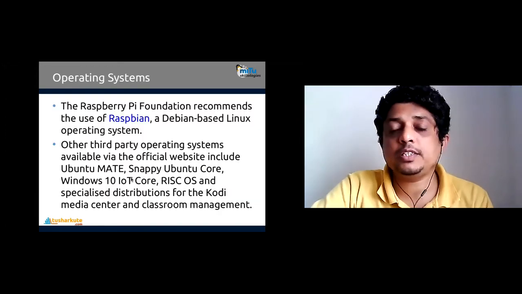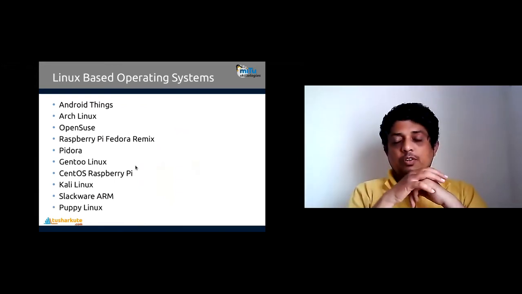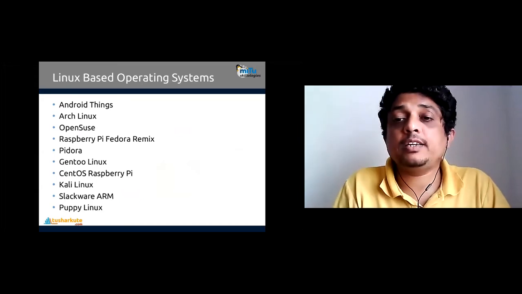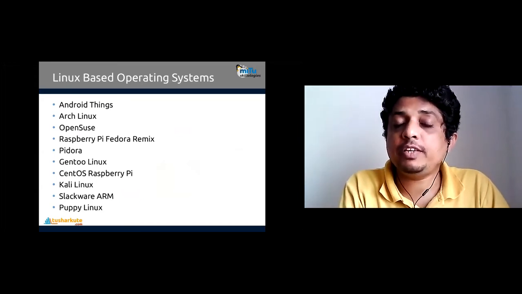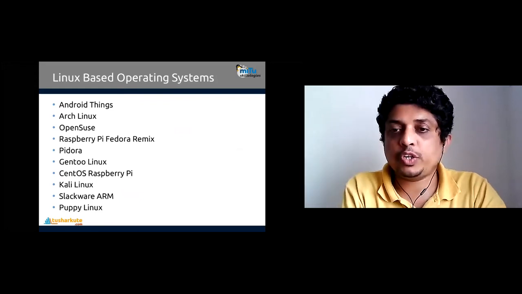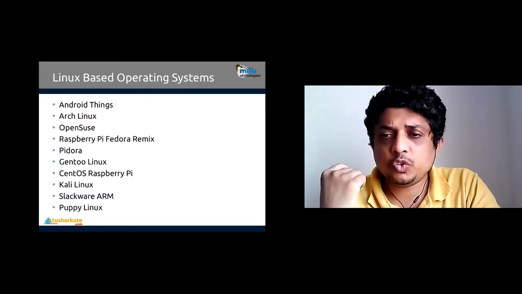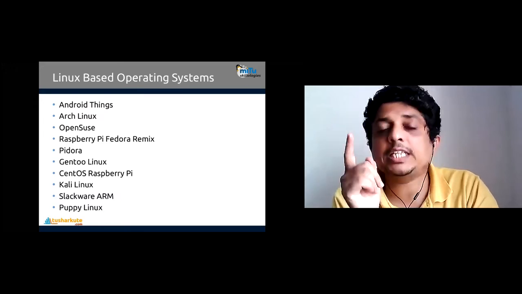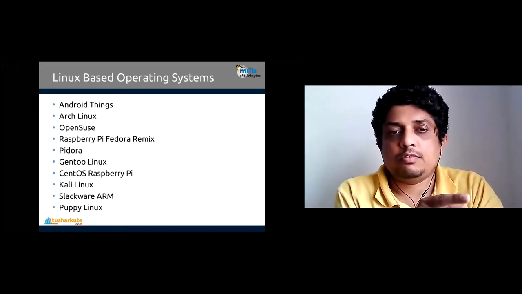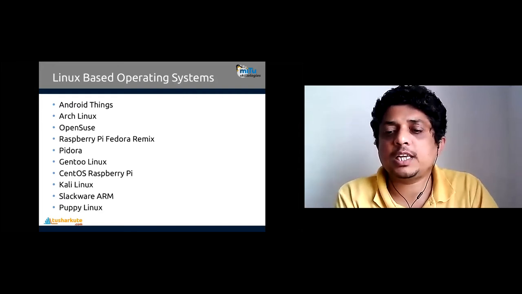Raspbian is the default OS which is supported. Along with that, we can install many different operating systems. Linux first. Try to remember that Raspberry Pi is very comfortable with Linux-based operating systems. So I don't suggest using Windows-based OS. There is only a single Windows-based OS, and it's very complicated to use and understand. Android Things, Arch Linux, OpenSUSE, Raspberry Pi Fedora Remix, Fedora, Gentoo Linux, CentOS, Kali, Slackware, Puppy Linux, and all of those are possible.